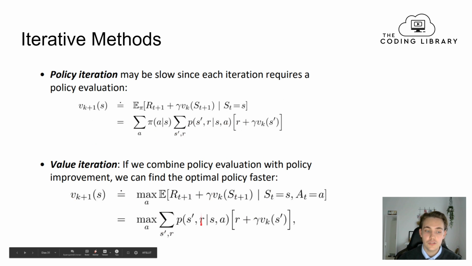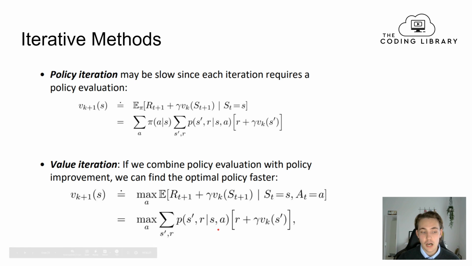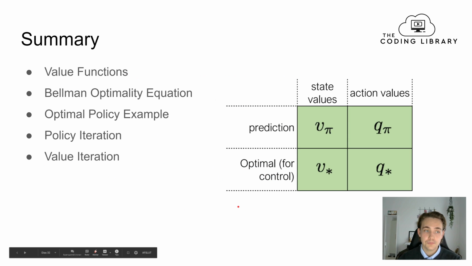Whereas in value iteration, we can combine the policy evaluation with policy improvement, and then sometimes we can find the optimal policy faster. So these are just the mathematical expressions that are set up to try to find the optimal values for a reinforcement learning agent.